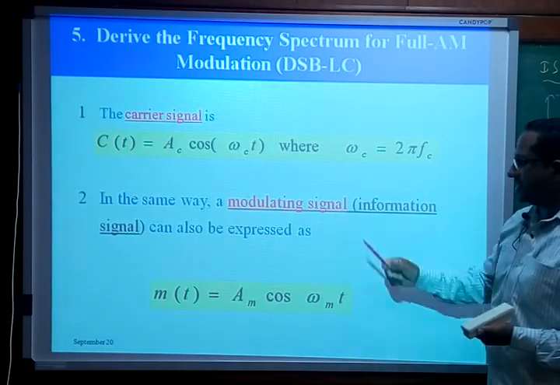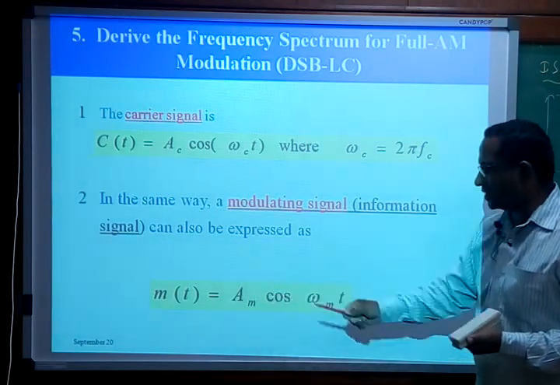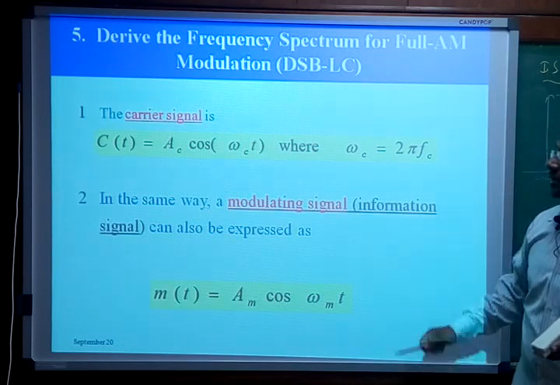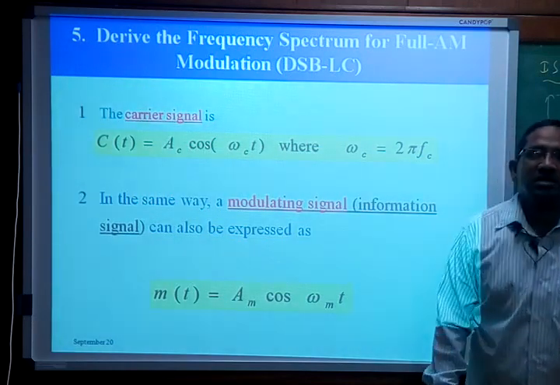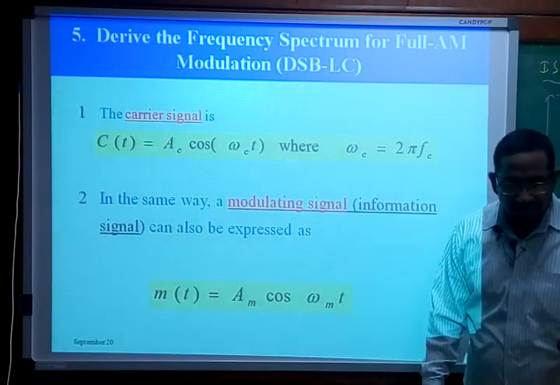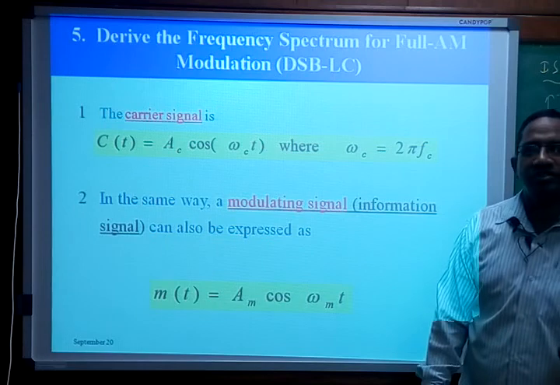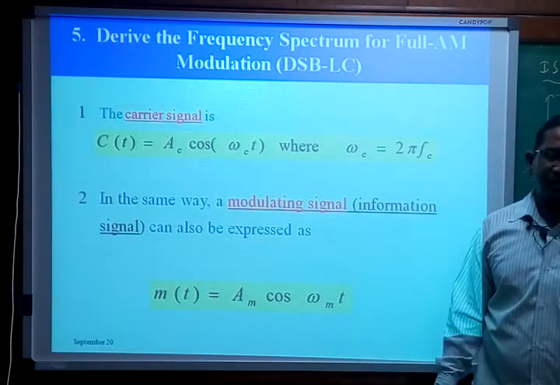Now what about the message signal equation? The message signal equation you can write as m of t is equal to Am cos omega mt. Both of them are sinusoidal in nature. Sine and cos signals are sinusoidal in nature. Now why am I using the cos signal? The implementation of cos is going to be much easier than the sine signal, and cos is an even function.